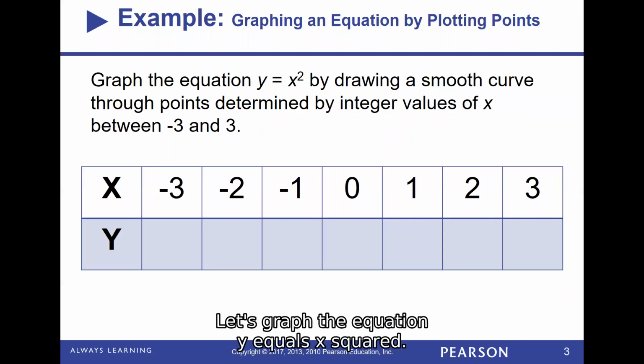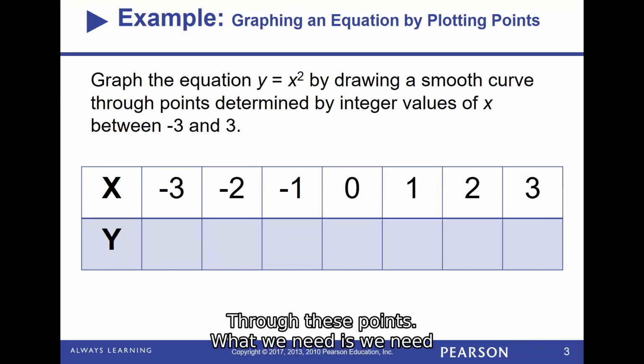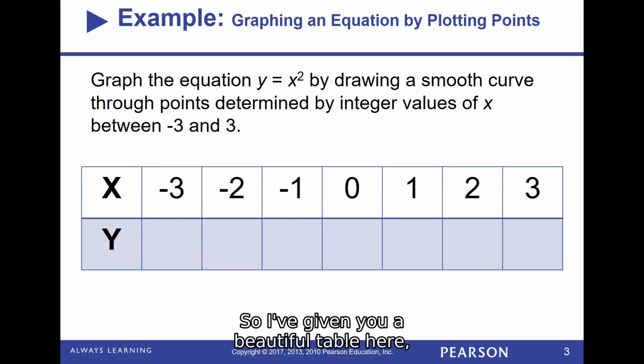Let's graph the equation y equals x squared. Now, in order to do this and to draw a smooth curve through these points, we need a bunch of smaller points to help us. So I've given you a table here, and in the table, I've given you your x values. Now, you can have either an x or a y value. It's normally simpler just to have those x values.